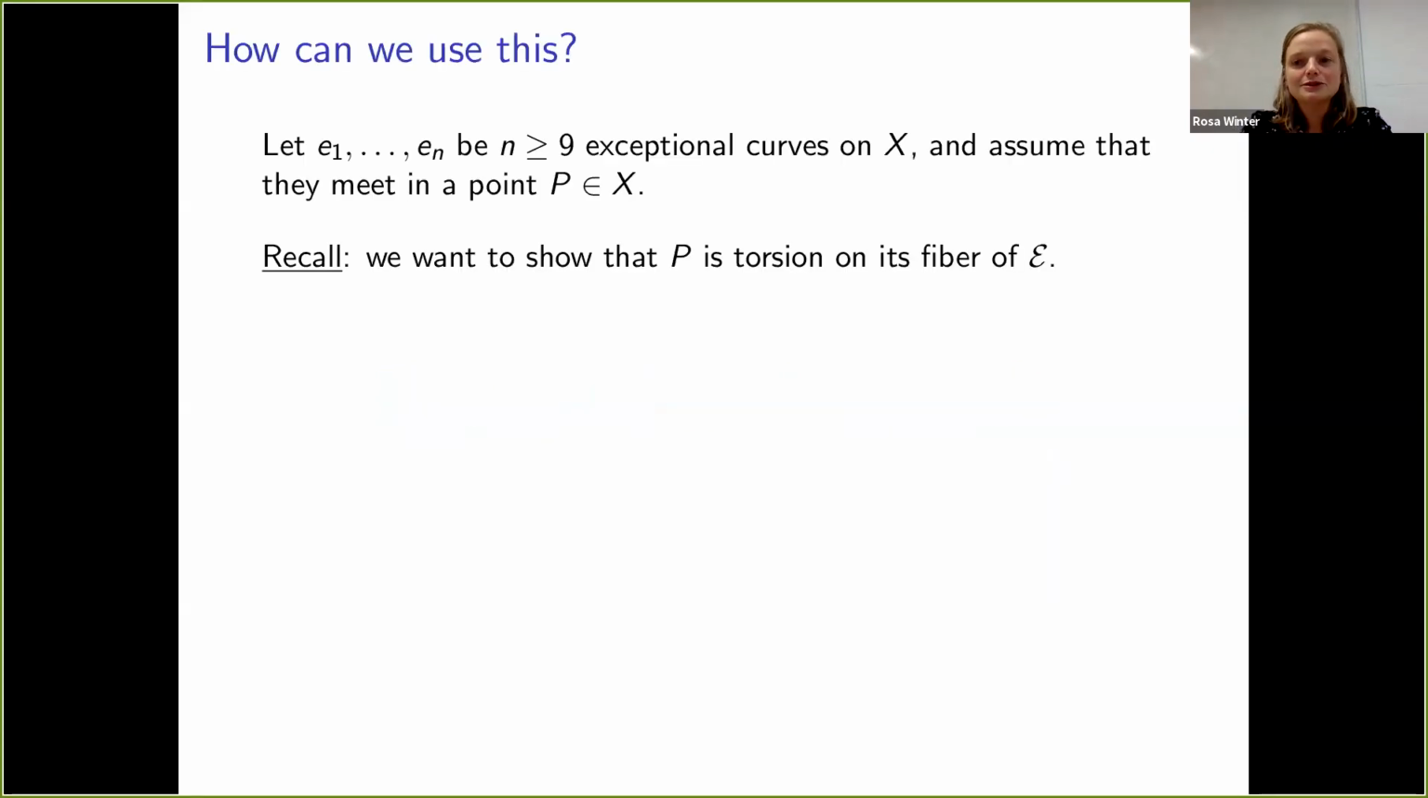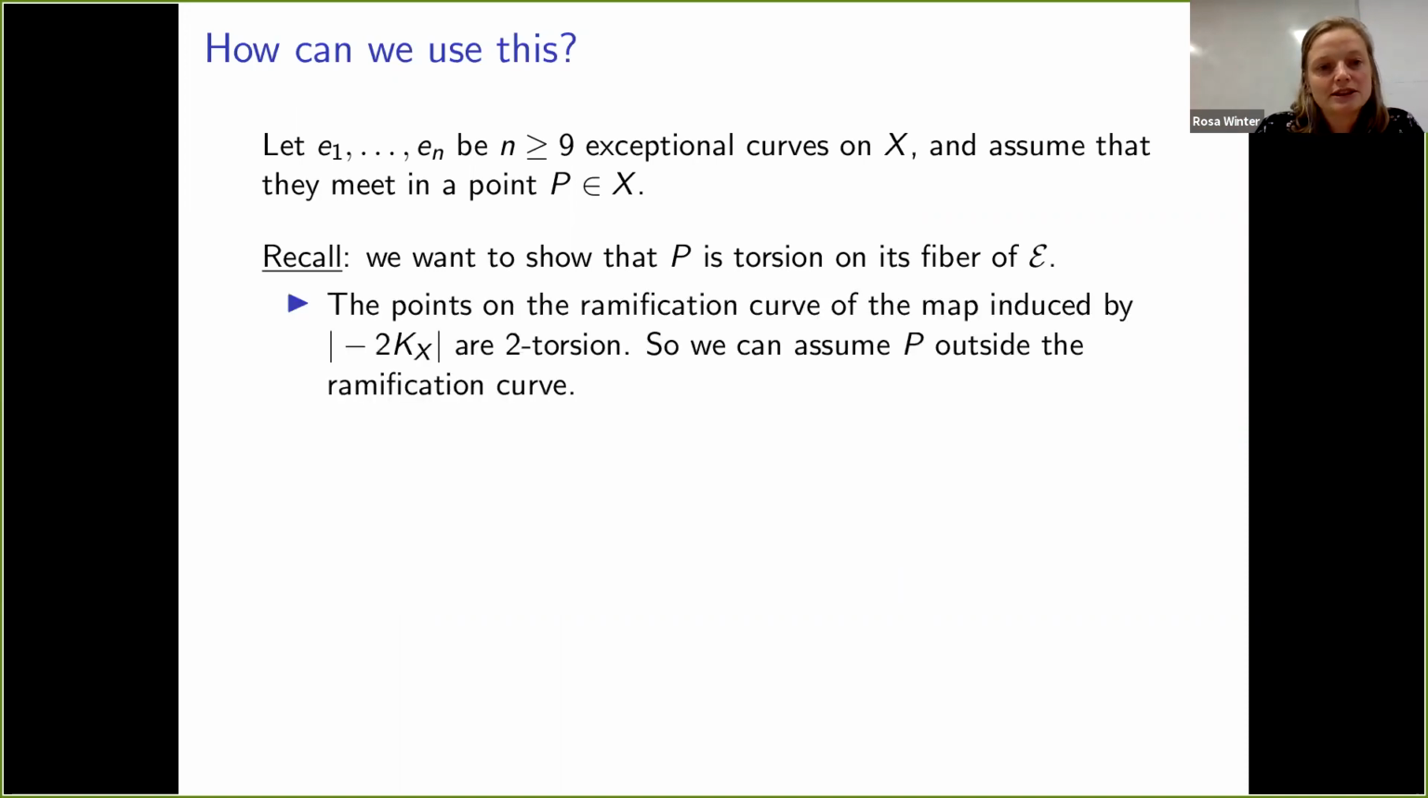So how can we use all the previous things that we said? If we have at least 9 exceptional curves on the Halphen surface, and we assume that they meet in a point, we want to show that this point is torsion on the fiber of the corresponding elliptic surface. Well, one thing to notice is that I said before that this linear system of -2 times the canonical divisor induces a double cover of the Halphen surface of a cone in P3.